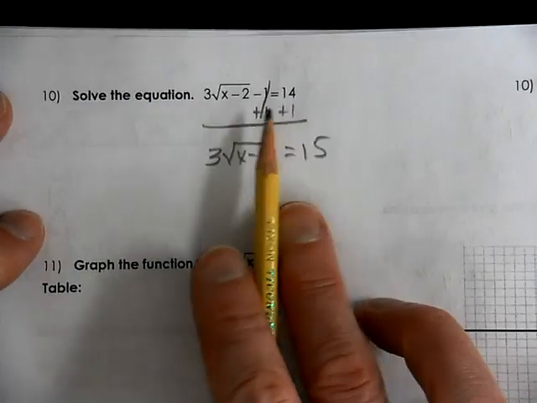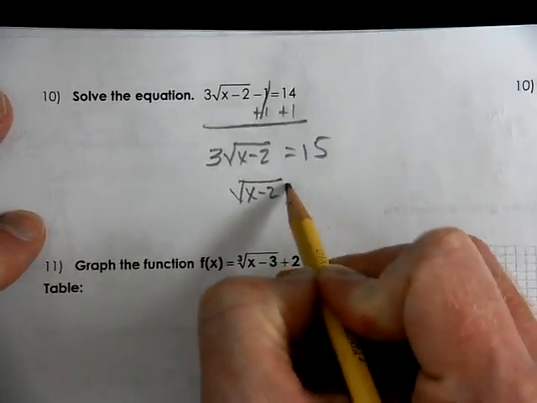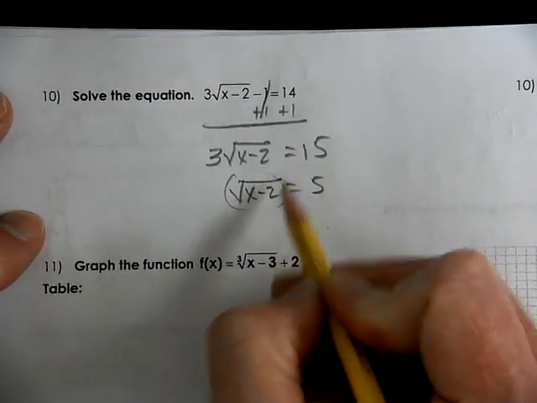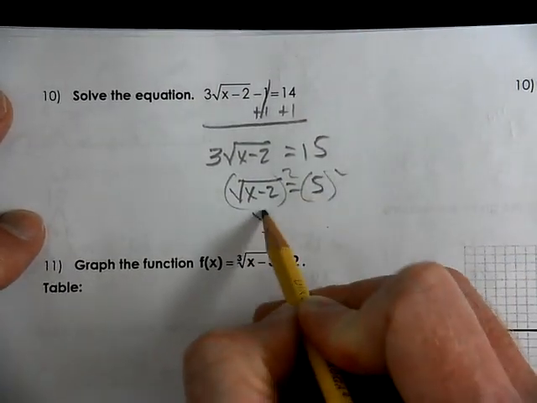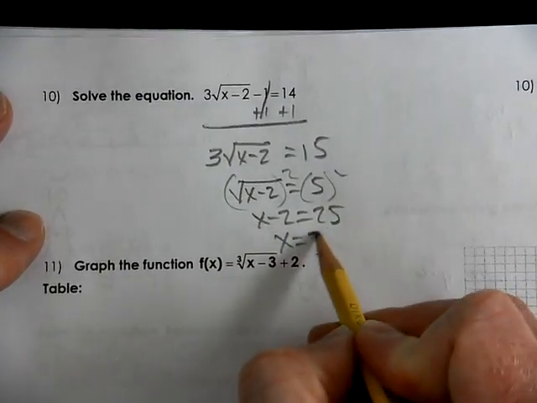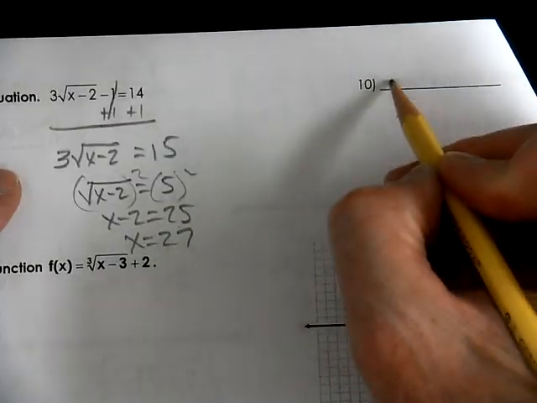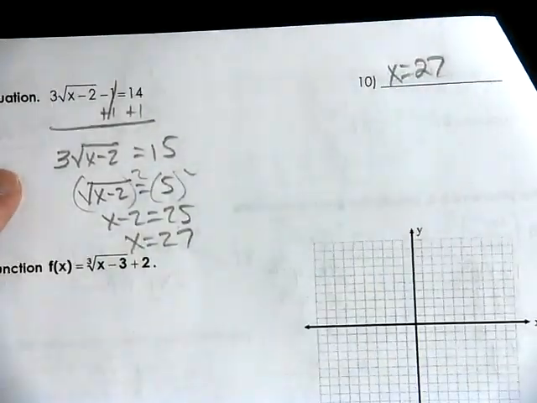So we're going to move our constants over to the other side. Then we're going to divide. Then we're going to square both sides to get rid of a square root. Then we're going to add. Add the 2 across. So x equals 27.